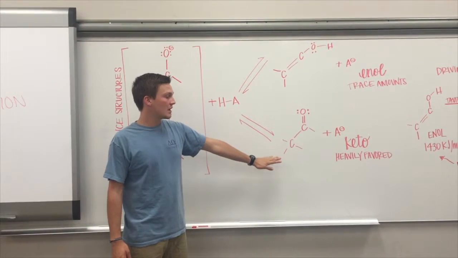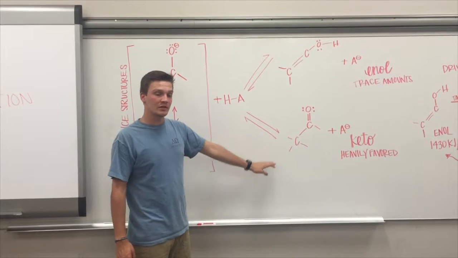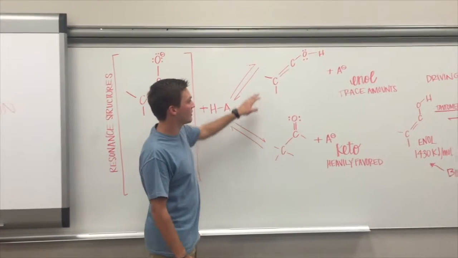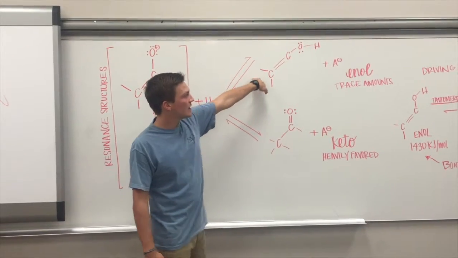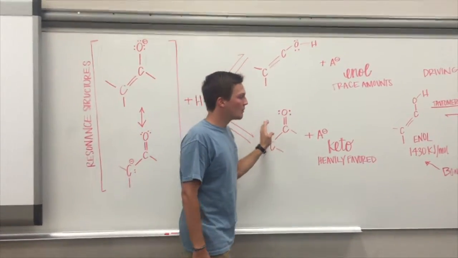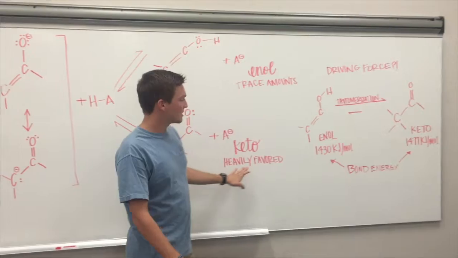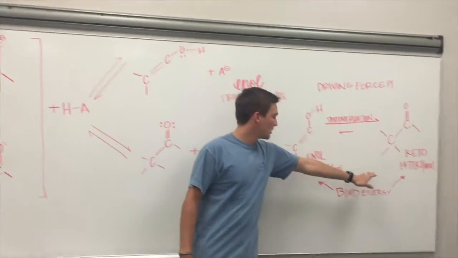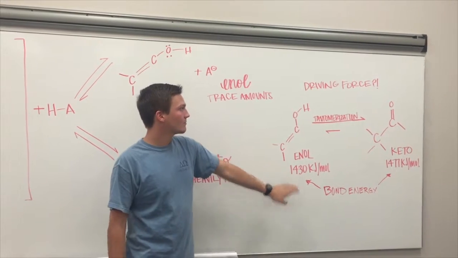The keto form is heavily favored and is much more present in the solution because the carbon is much more willing to get rid of its charge rather than the oxygen in this case. The enol still has trace amounts, but we know that the keto is heavily favored because of its bond energy pictured over here, where its bond energy is much higher than the enol form.